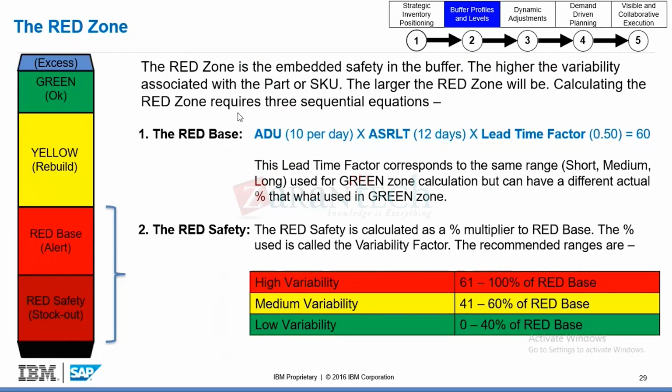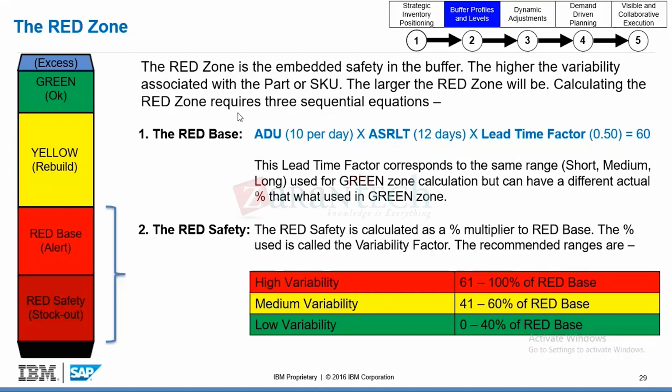The higher the variability associated with the part or SKU, the larger the red zone will be. So calculating the red zone requires 3 sequential equations. This is very important, calculation of red zone. So the base of the red zone is average daily usage multiplied by ASRLT into the lead time factor, that is 60.